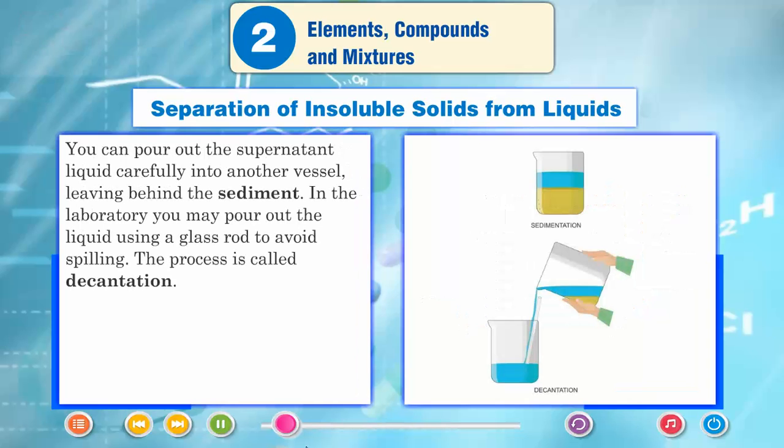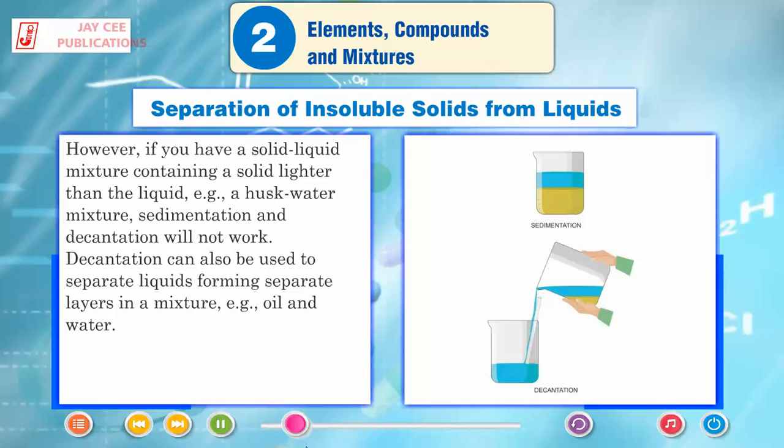You can pour out the supernatant liquid carefully into another vessel, leaving behind the sediment. In the laboratory, you may pour out the liquid using a glass rod to avoid spilling. The process is called decantation. However, if you have a solid-liquid mixture containing a solid lighter than the liquid, for example, a husk-water mixture, sedimentation and decantation will not work.